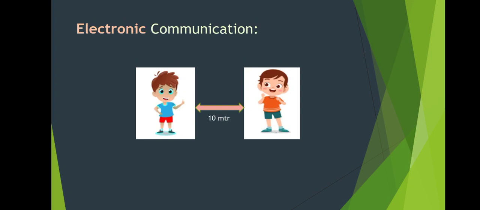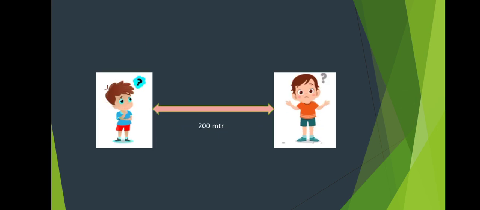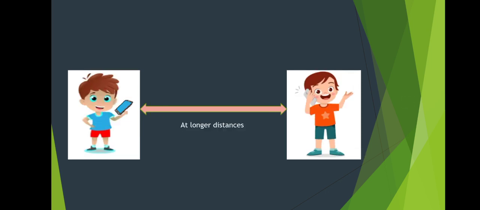Consider the case where two boys are talking with each other and the distance between them is 10 meters or less than 10 meters. At this shorter distance, they can communicate easily with each other. Second case, where the distance is 200 meters or beyond that. Even if they are talking, they will not be able to listen to each other. But using electronic devices such as telephone or mobile, they can communicate easily with each other, even if the distance is very large.